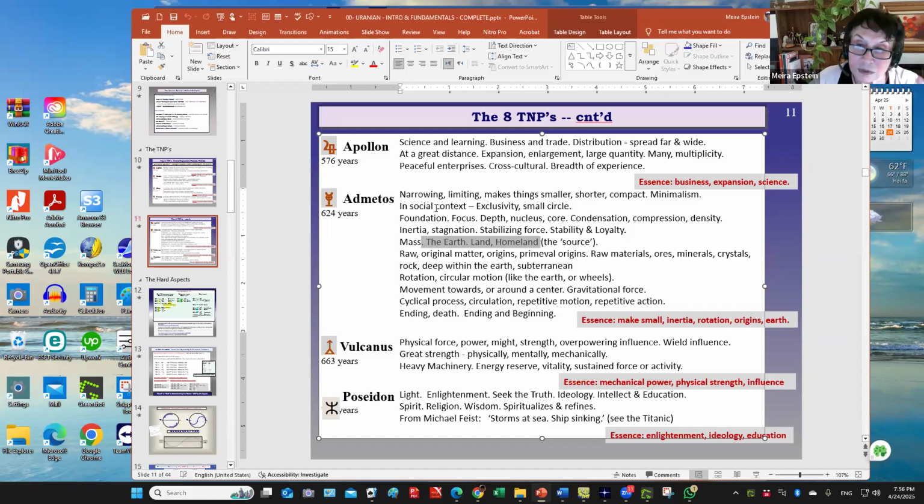So let me go through this. Actually, before I do this whole long list, let's look at the essence first. The essence says make small, make things small, inertia, rotation, origins, and earth. So all these list of keywords will be around this essence.